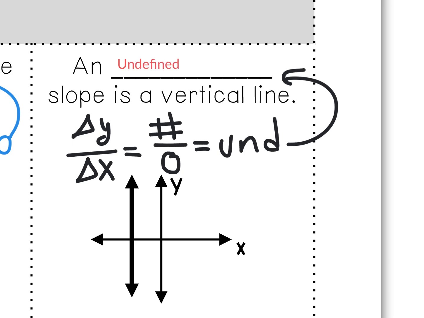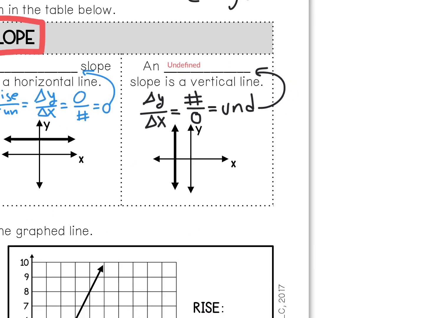Undefined. Right? If I divide something by 1, I'm dividing the group into one group. I can't divide something into 0 groups. It doesn't make sense. And that's why division by 0 doesn't work, because you can't divide something into nothing. Okay? So it's undefined.